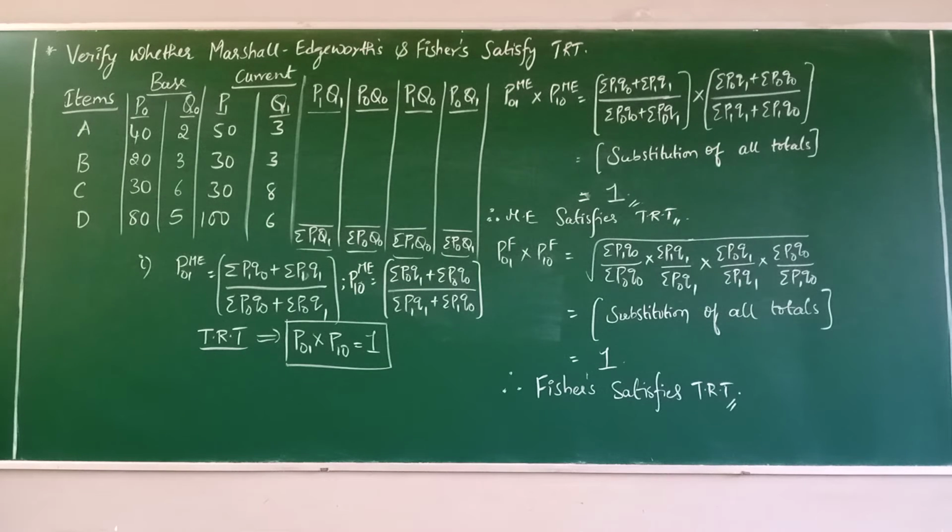Here also, in the same way, the common elements in the numerator and denominator get cancelled. So under the root, all the values get cancelled, and root 1 is nothing but 1. So again, Fisher's index satisfies TRT, the time reversal test.